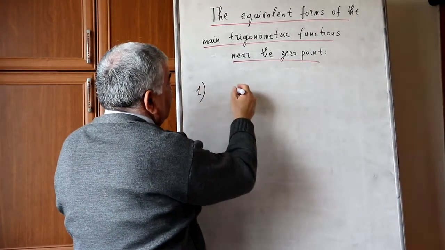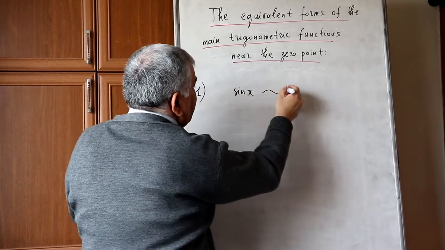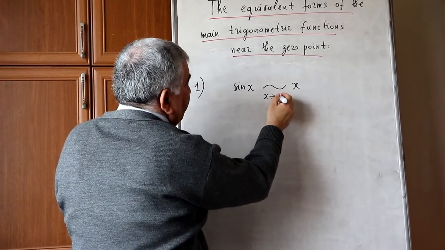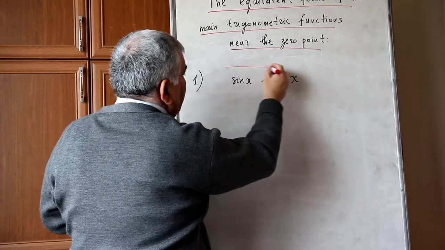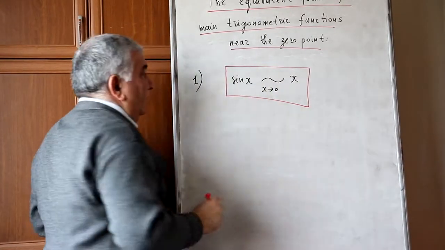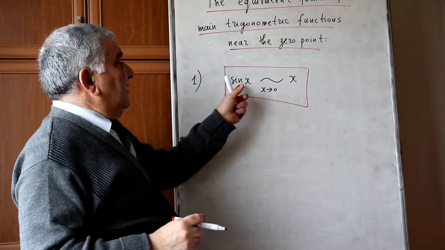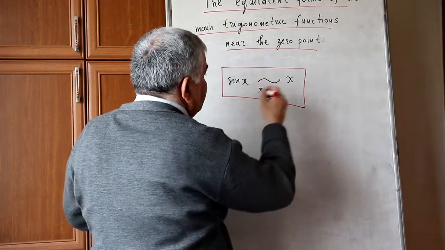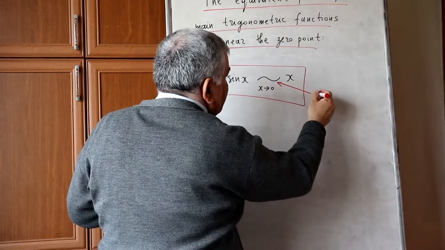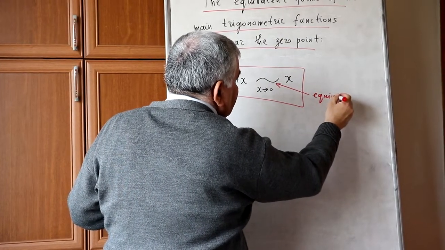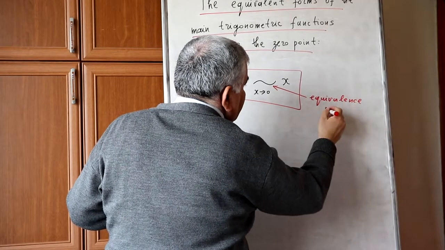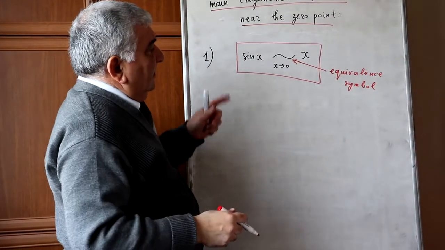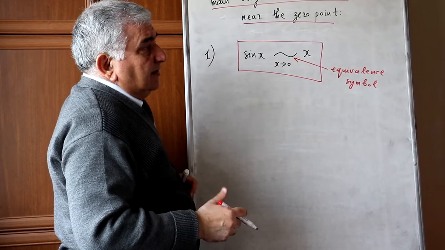First equivalent form: sine x is equivalent to x near 0, when x tends to 0. Here, for example, sine 5x is equivalent to 5x, etc. It is the equivalence symbol. In Azeri ekvivalentlik işaresi, in Russian znak ekvivalentnosti.